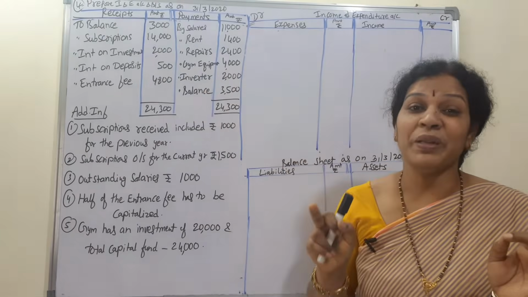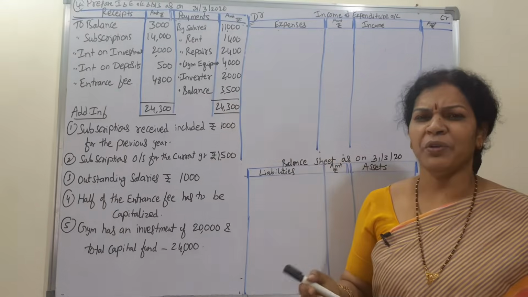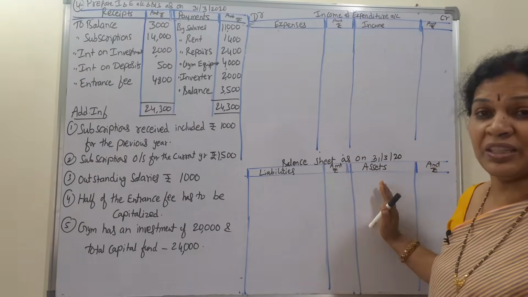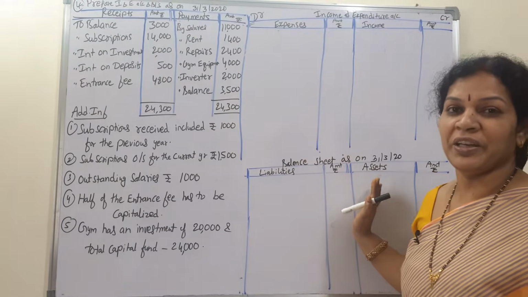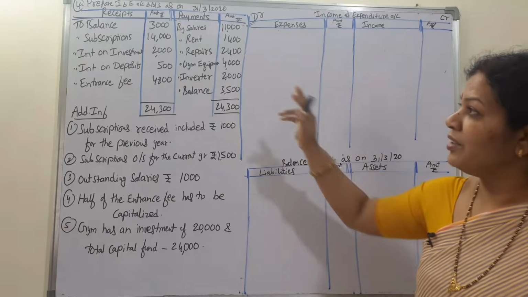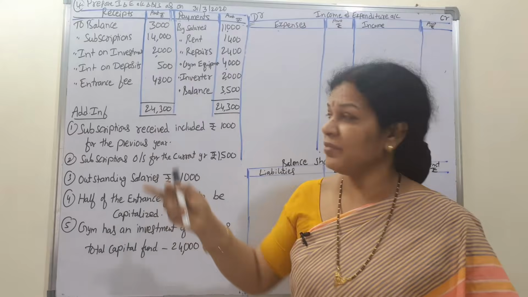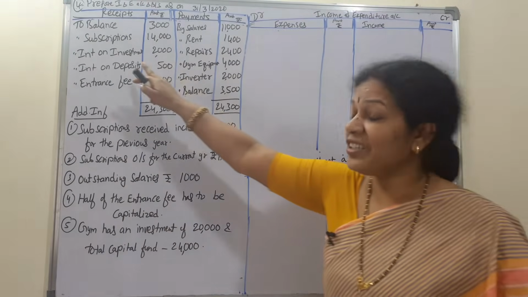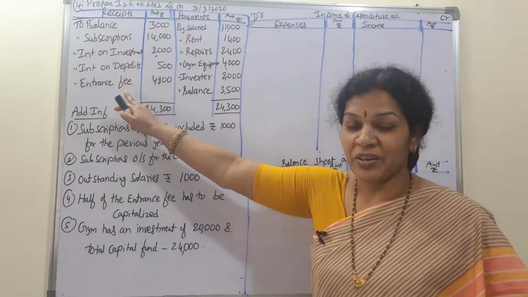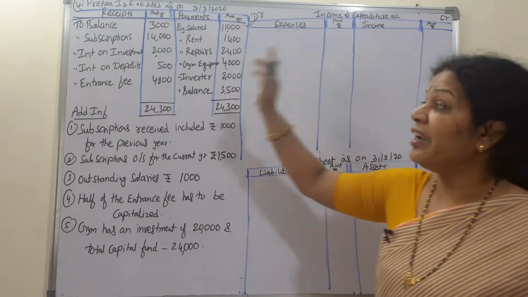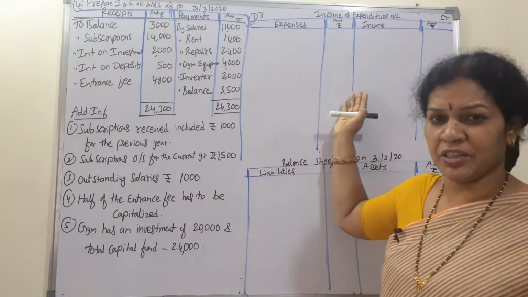And gym equipment, it's an asset, so balance sheet asset side will write. Inverter is also an asset, so it comes on the balance sheet asset side. Balance, this is the opening cash, we will be writing in the cash asset side. And debit side, first balance is not required. Subscriptions, it's an income, debit to credit. Interest on investments, this is also income, credit side. Interest on deposits, this is also income, credit side. Entrance fee, amount is small, so we can take it here, credit side.